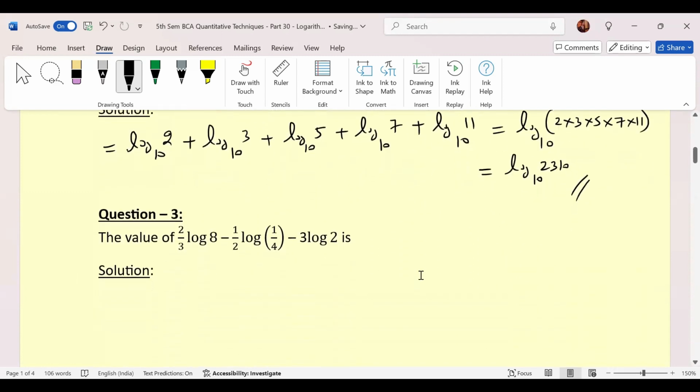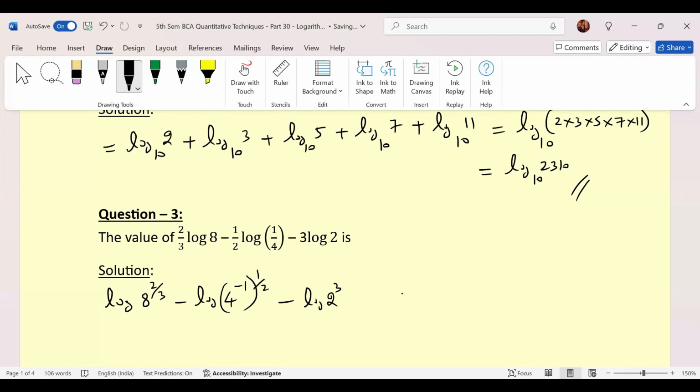The value of 2 by 3 log 8 minus 1 by 2 log 1 by 4 minus 3 times log 2 is what? Now we can rewrite this. 2 by 3 can be taken to the power, so 8 to the power of 2 by 3, minus logarithm of 1 by 4, which can be written as 4 power minus 1 to the power of 1 by 2. This 1 by 2 which is here can be taken to the power. Minus logarithm of 2 to the power 3.